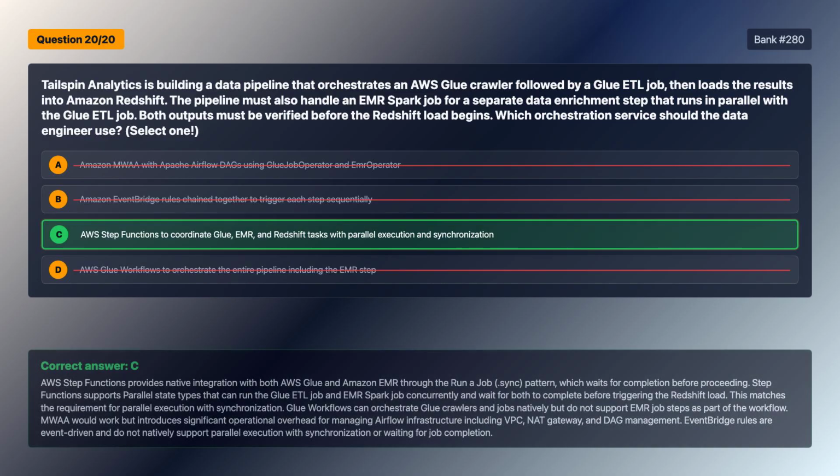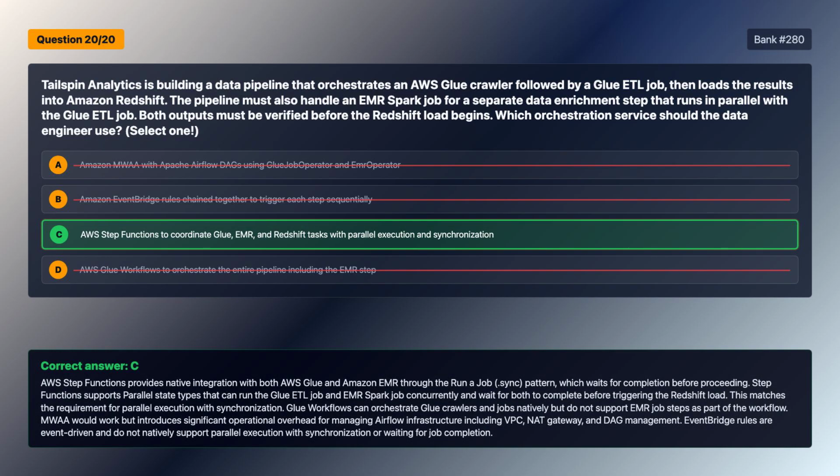The correct answer is option C. AWS Step Functions provides native integration with both AWS Glue and Amazon EMR through the Run a Job (.sync) pattern, which waits for completion before proceeding. Step Functions supports parallel state types that can run the Glue ETL job and EMR Spark job concurrently and wait for both to complete before triggering the Redshift load. This matches the requirement for parallel execution with synchronization.